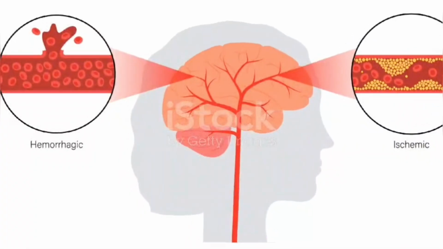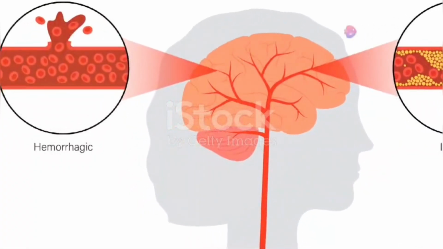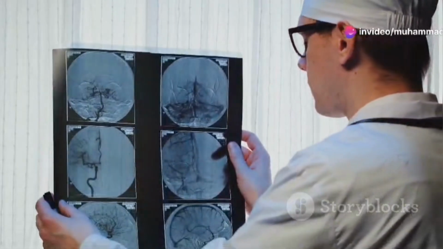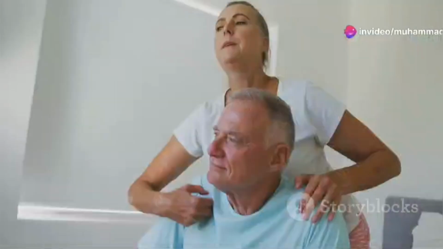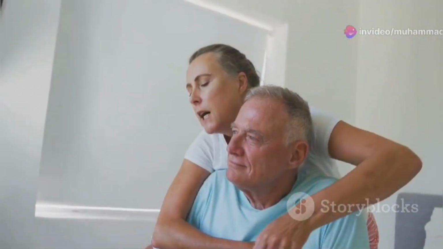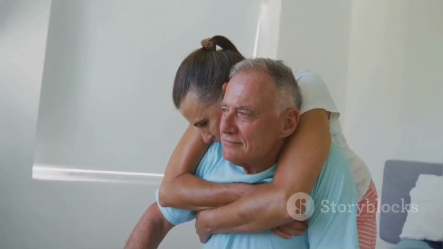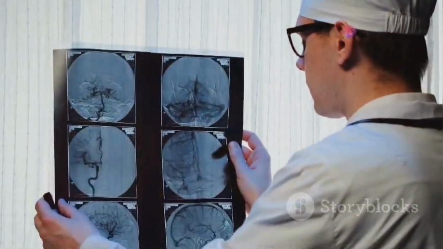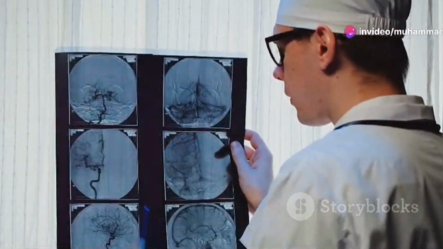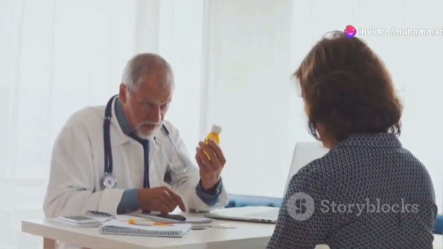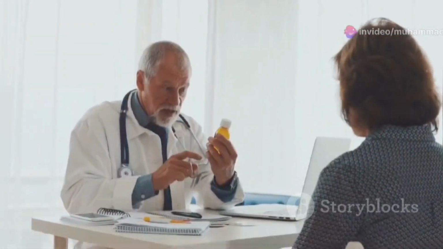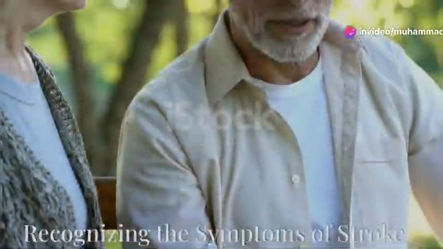A TIA occurs when blood flow to the brain is temporarily blocked. This blockage is usually due to a small blood clot that dissolves on its own. Although symptoms resolve quickly, a TIA indicates an increased risk of having a full-blown stroke in the near future. Recognizing and addressing the underlying causes of TIA is crucial. Lifestyle modifications and medications can help reduce the risk of a subsequent stroke. Patient education plays a vital role in emphasizing the seriousness of TIA and the importance of seeking immediate medical attention.